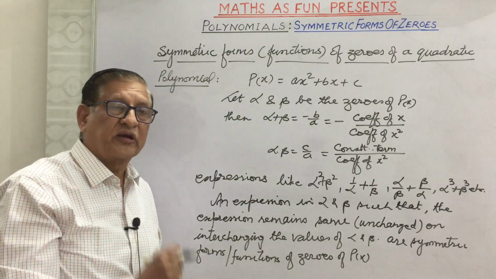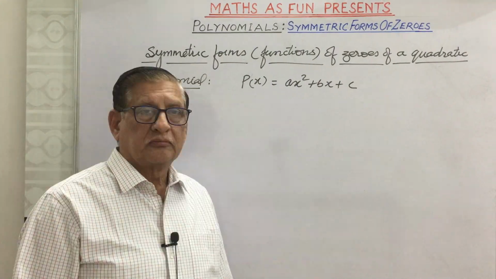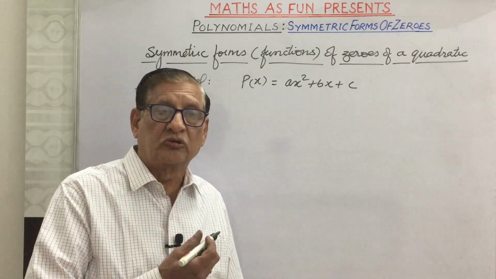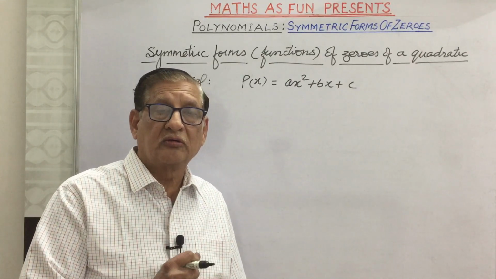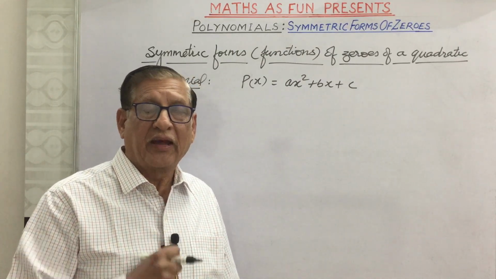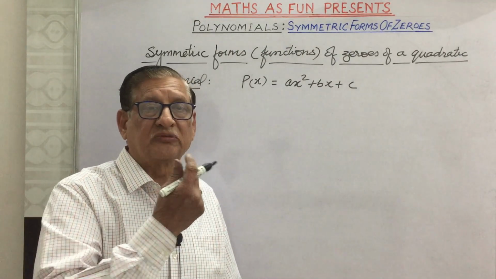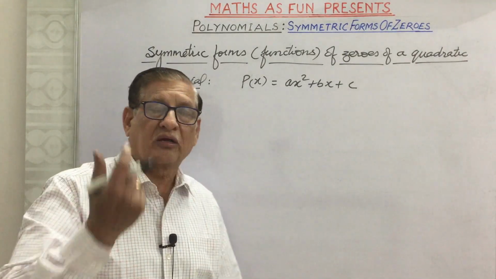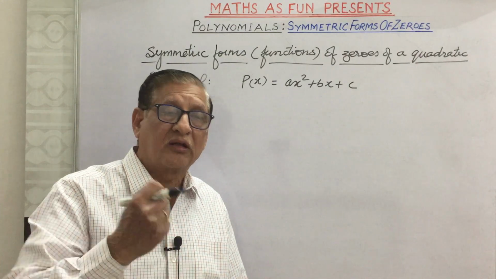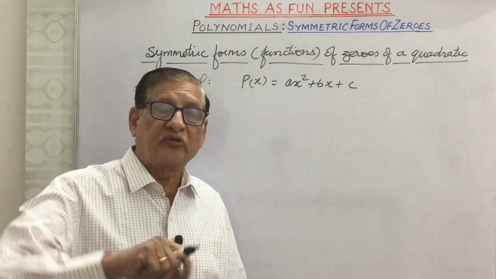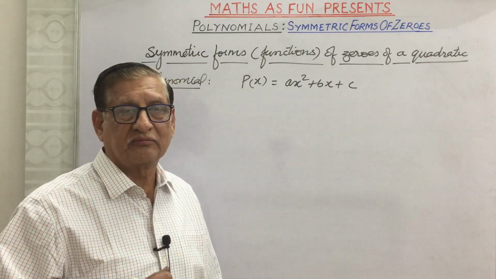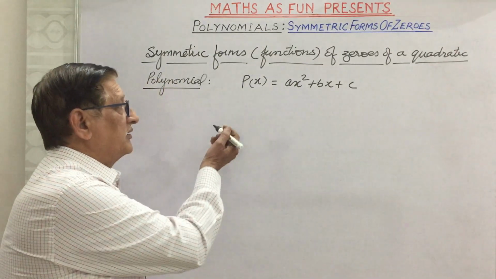Now we learn how to find out their values. The values of these symmetric forms or symmetric functions of zeros can be found out by applying the algebraic identities and then transforming them in terms of alpha plus beta and alpha into beta, because we know the values of alpha plus beta and alpha into beta without finding the values of alpha and beta. So what are those identities?